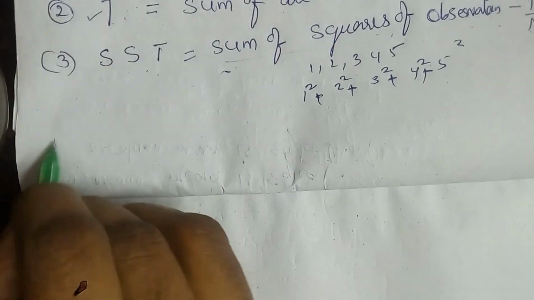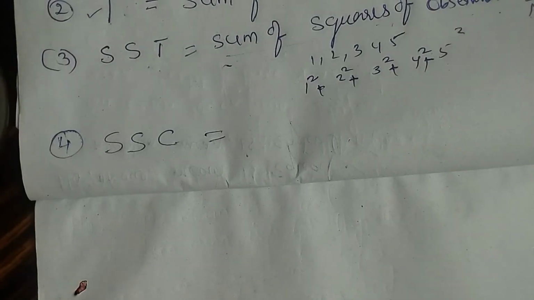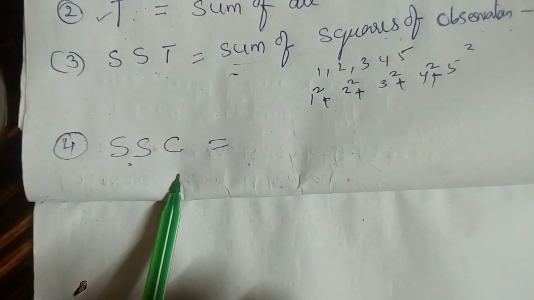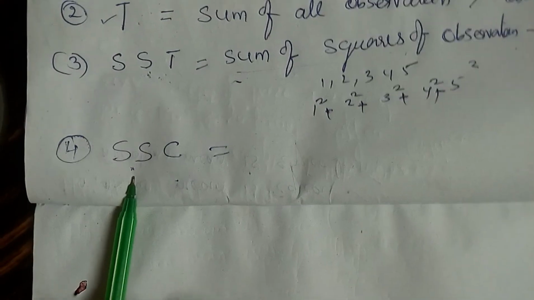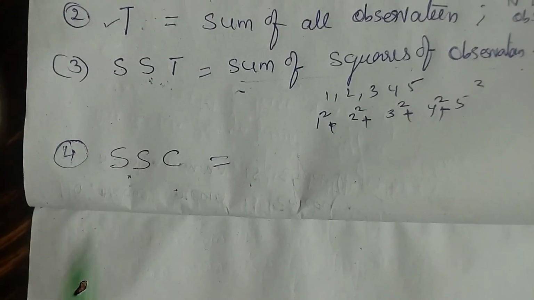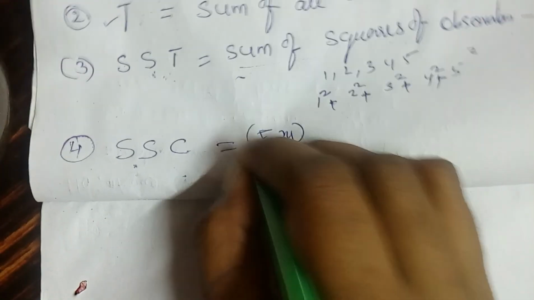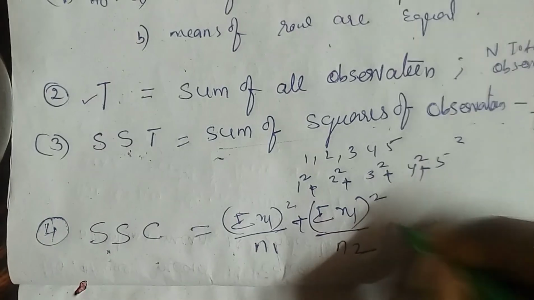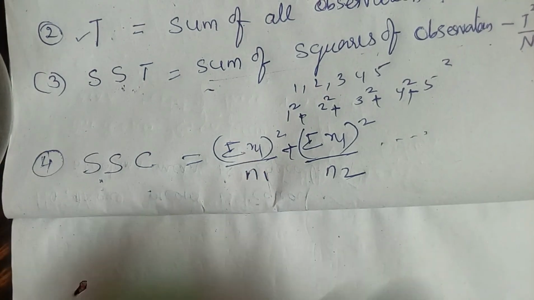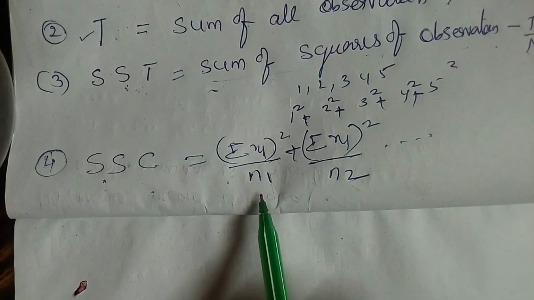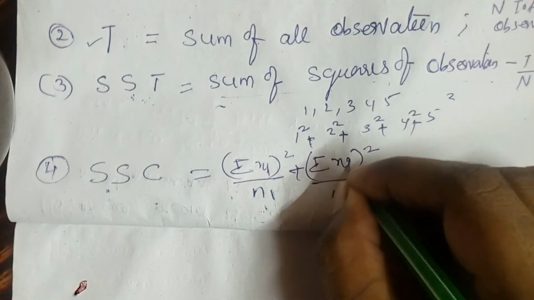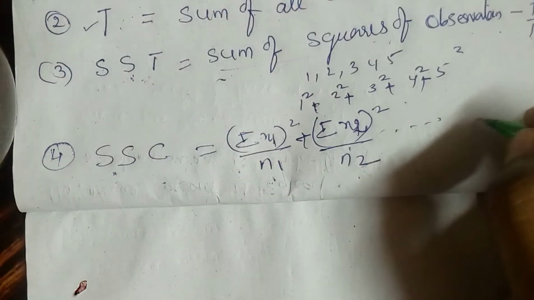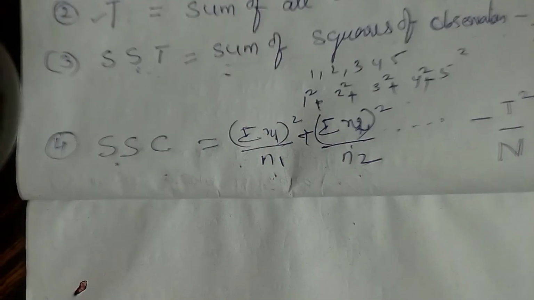Next you find SSC. Here SSC means sum of squares of columns. So you take a column sum and square it, divided by n1, plus the next column sum square divided by n2. So for each column, you take that column's total, square it, and divide by the number of observations in that column. Summation x2: the second column, you take the sum of that second column, square it, and divide by the number of elements in the second column, and so on, minus T square by n. This is the value SSC.